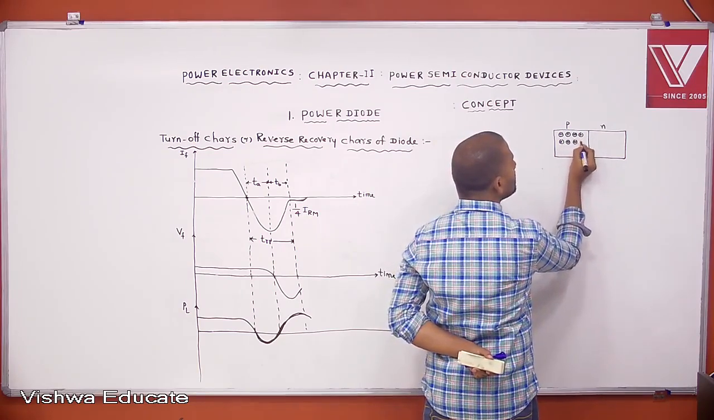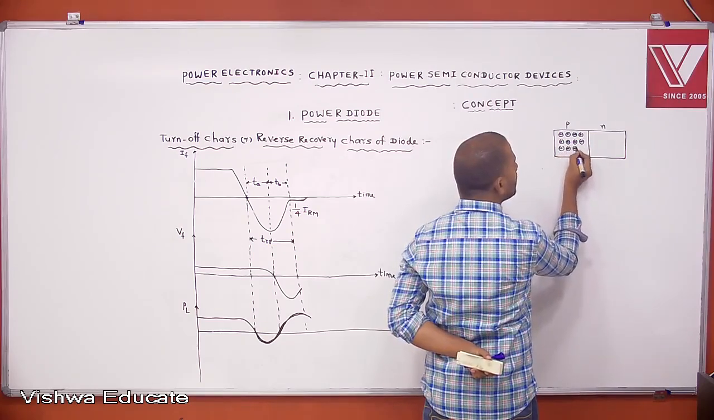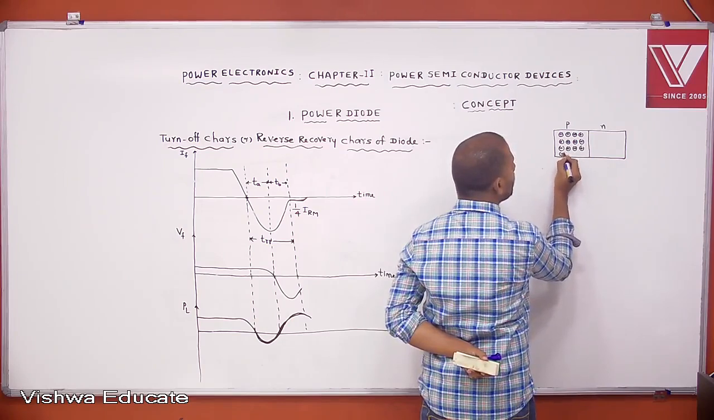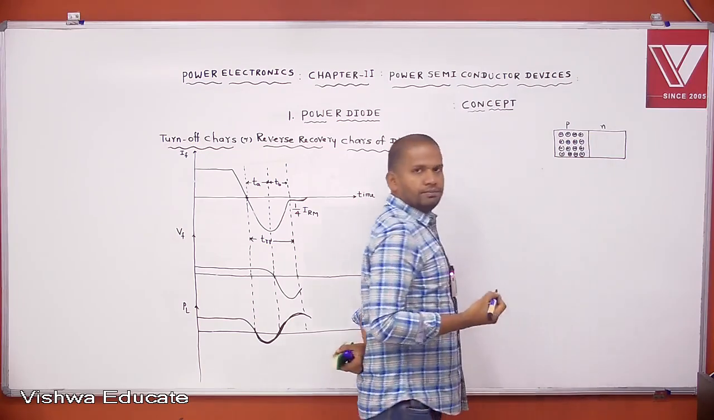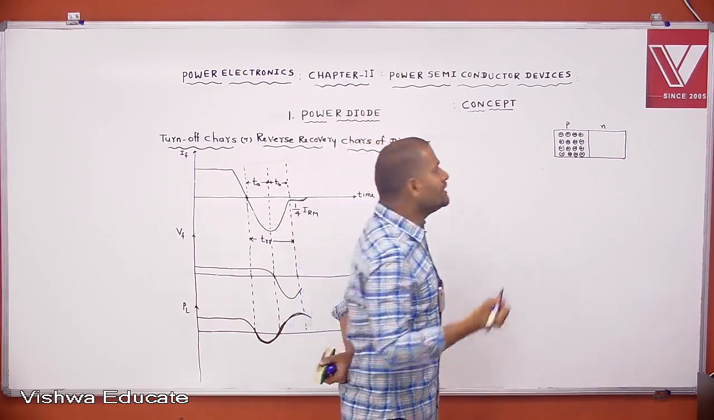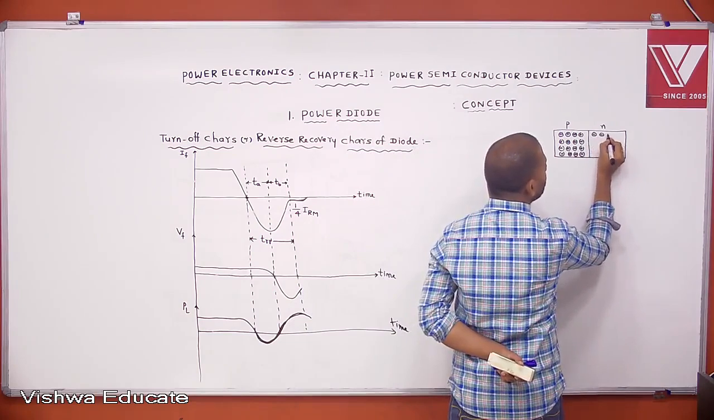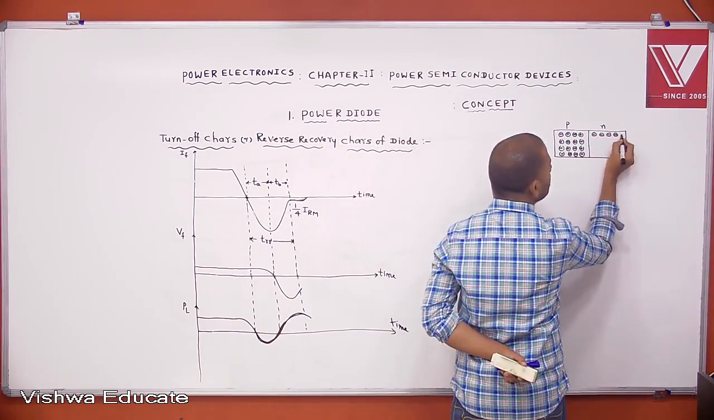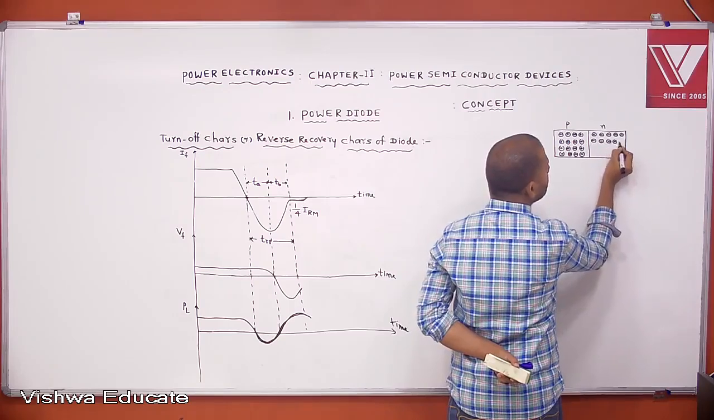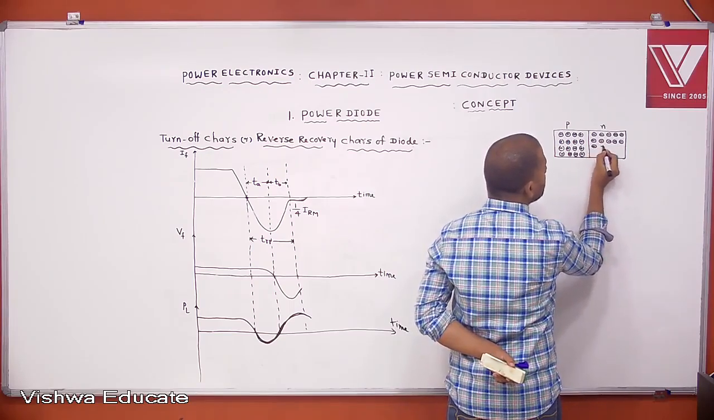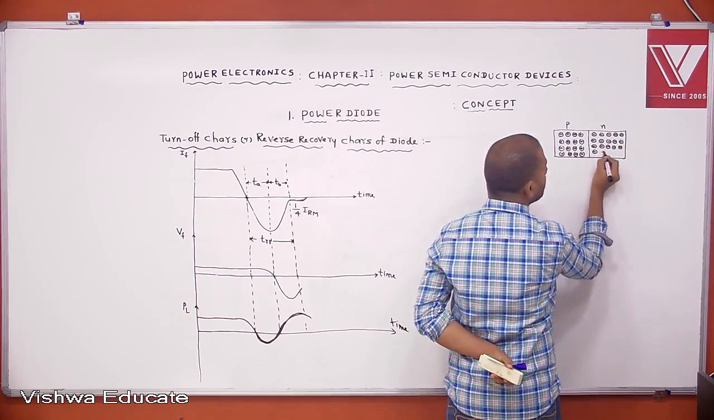Holes are the majority carriers. That is positive charge. In the N layer, which are the majority carriers? Electrons are the majority carriers. This concept I am giving just for fundamentals.